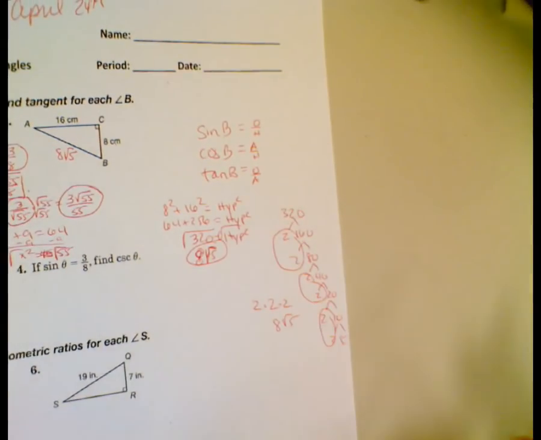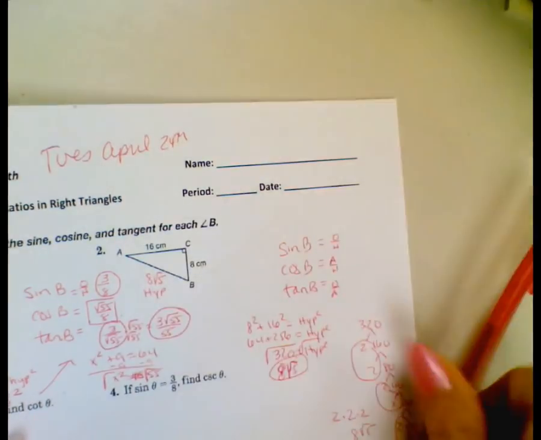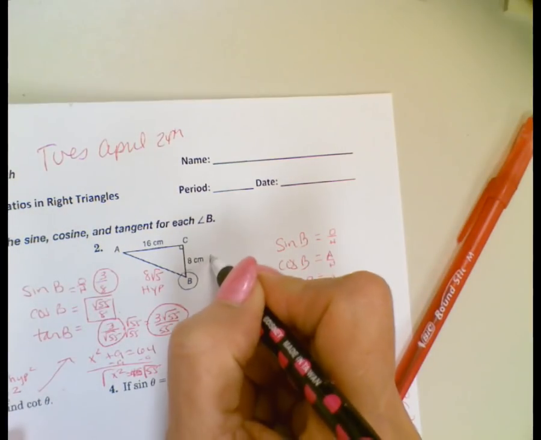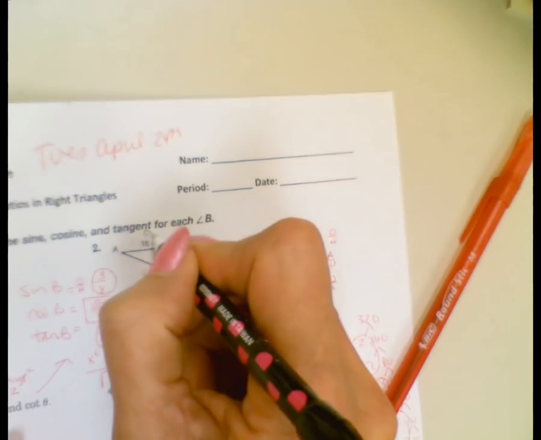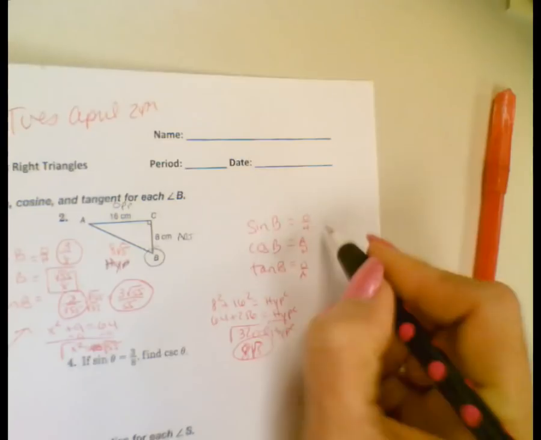I think you should change. Now, you know what? I changed my mind. Change that to 8 square root of 5. All right, so this is the hypotenuse, right? HYP. I'm going to do this in a blue pen. According to B, in the circle B, this is the adjacent side. This is the opposite side. This is the hypotenuse.